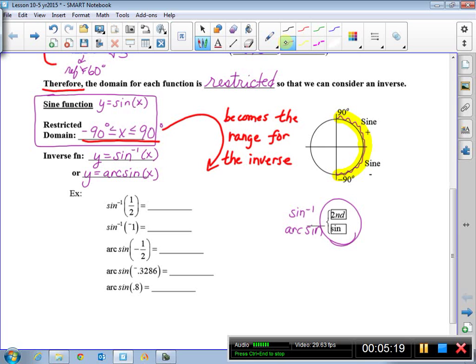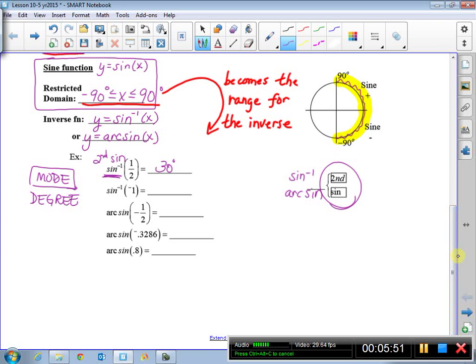So you know what to press. It's just second sine of 1/2. I'd like you to be in degree mode, since my answers will be in degrees. So check your modes. You just hit second sine of 1/2, and we get 30 degrees. Don't forget your degree symbol. We're in radians and degrees, so you have to be explicit. Sine inverse of -1: hit second sine, -1, and you get -90 degrees.